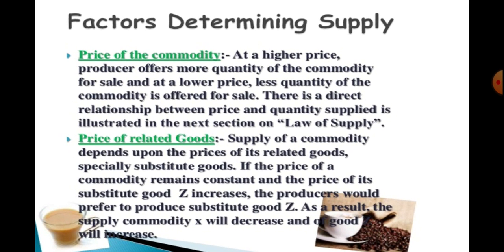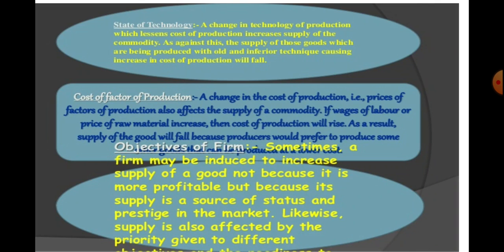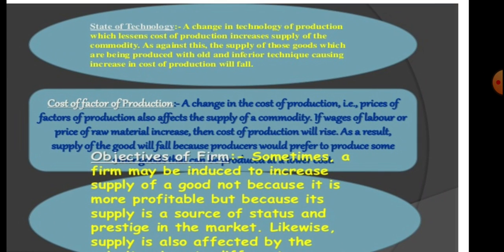Now, these are the 2 points. One is the price of the commodity, then price of related goods. Move to the next. This is state of technology. A change in technology of production which decreases the cost of production will lead to an increase in supply.